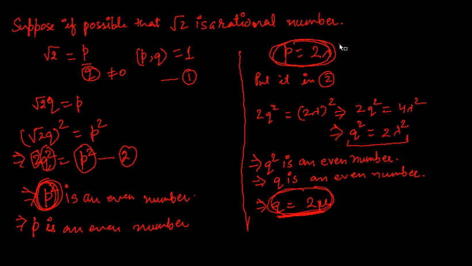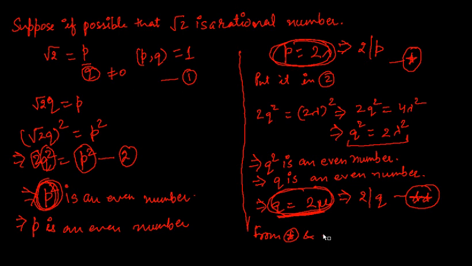It means that 2 divides p, and 2 divides q. Now from these equations, this is star, this is double star. From star and double star, GCD of p and q is at least 2, because 2 divides p and 2 divides q. Therefore GCD of p and q is at least 2, which is a contradiction to 1, because we assumed that GCD of p and q is 1.